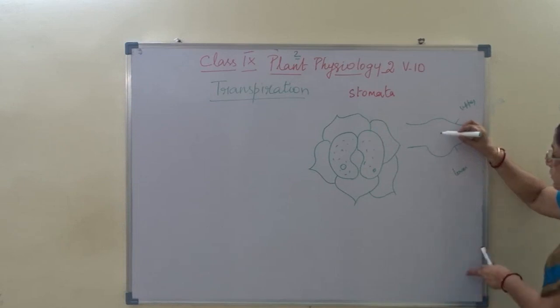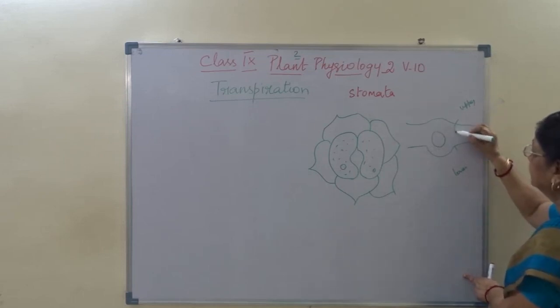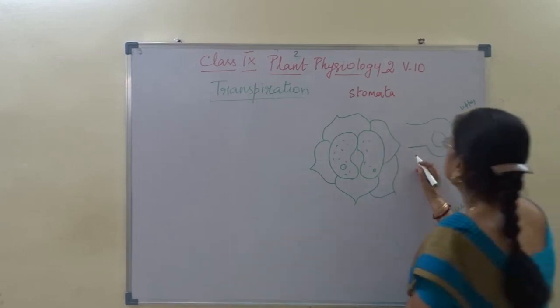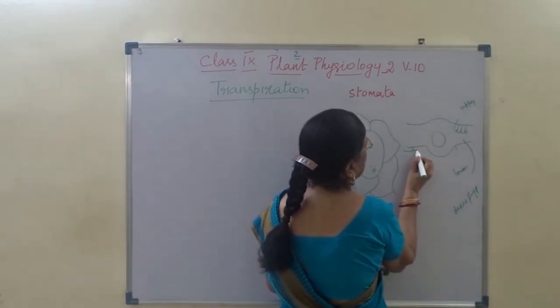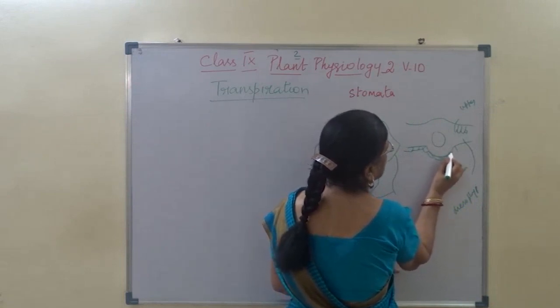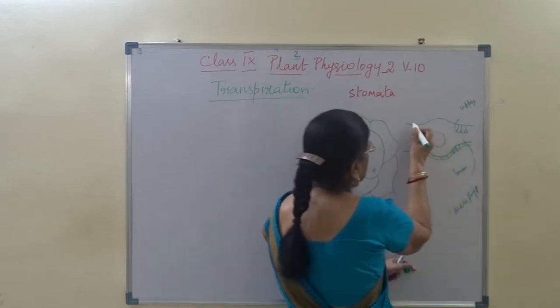Center, the bulge portion in the leaf is the midrib region. Now here we find a tissue called mesophyll. I will only say this much in detail. This is called mesophyll. Now this upper and lower epidermis is arranged like this. Now this structure is called stomata.